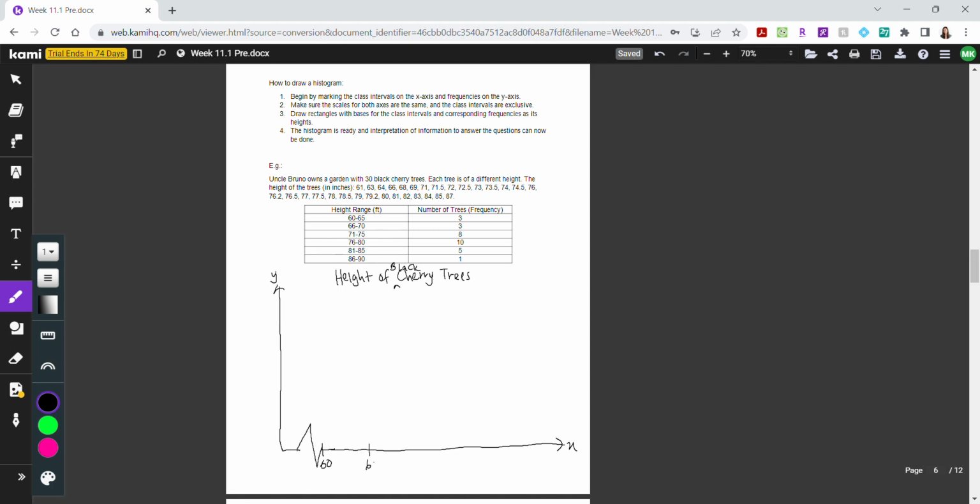So I'm going to have 60 and then 65, 70, 75, 80, 85, and then 90. Okay, this is 0. And then let's see, we have 1. So I've already determined my scale and everything.